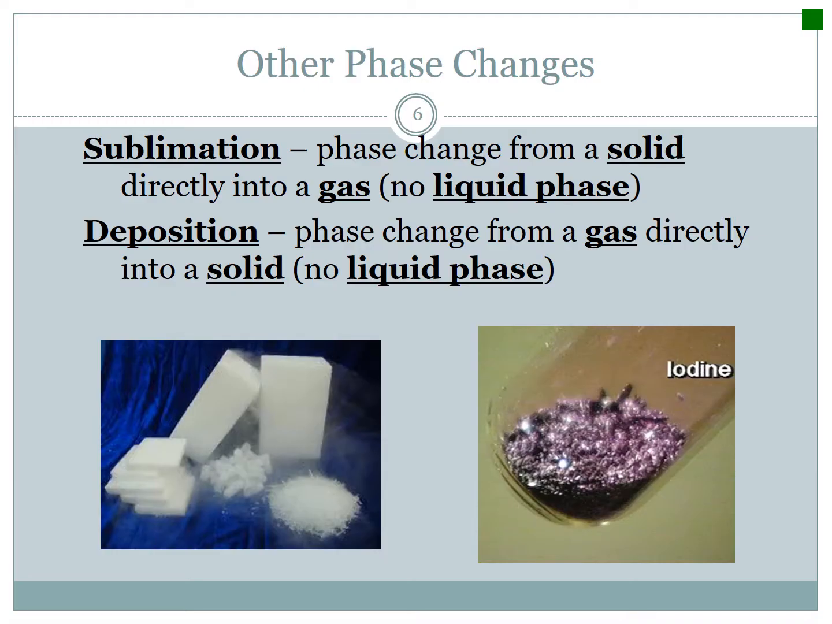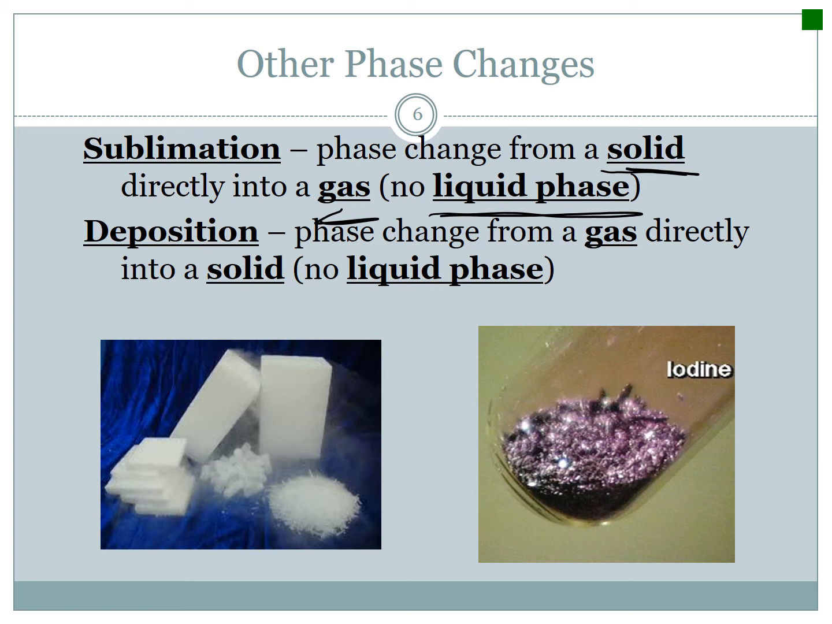All right, there are 2 types of phase changes that you may or may not be familiar with, and they're not as commonly done, but some things absolutely do them. So one is sublimation, and sublimation is when you go directly from a solid to a gas. There's actually no liquid phase. Now this is at a certain pressure.